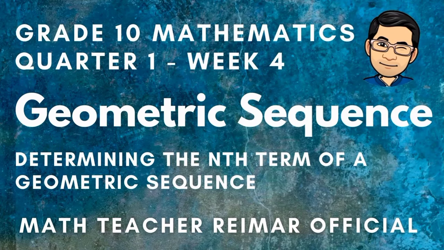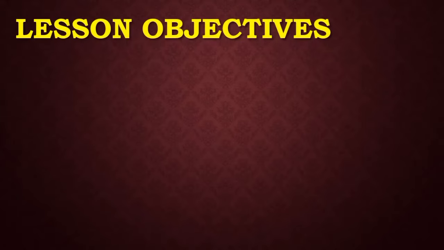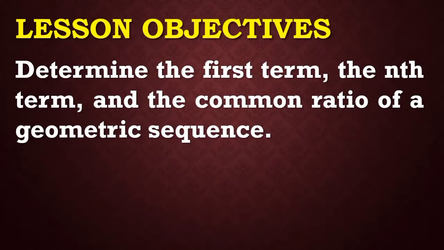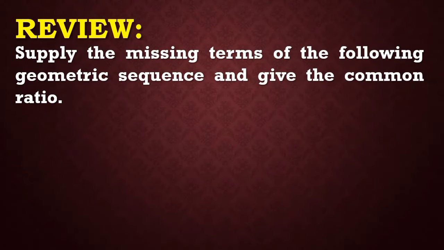So let's start. For our lesson objectives, we will be determining the first term, the nth term, and the common ratio of a geometric sequence. So let's have a review. Supply the missing terms of the following geometric sequence and give the common ratio.